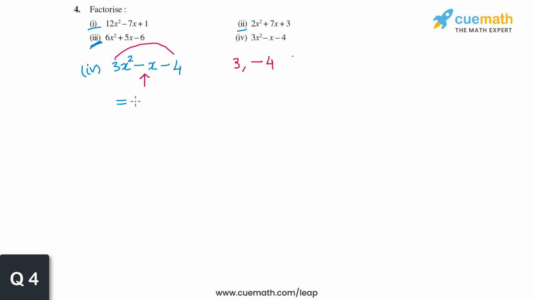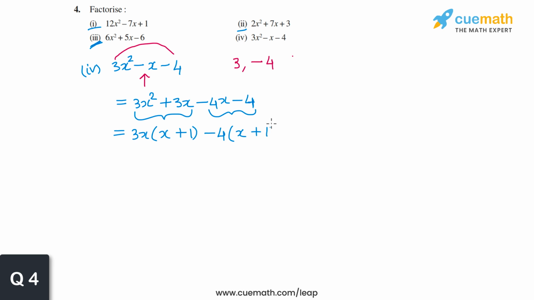So let's do that. So I'm left with 3x square plus 3x minus 4x minus 4. So from the first pair, I can take out 3x common, so 3x, and that leaves me with x plus 1. And from the second pair, I can take out minus 4 common, so minus 4 times x plus 1. And this time I have x plus 1 common, so I take that out, and I'm left with 3x minus 4 times x plus 1. So this is the factored form of the fourth polynomial, and that completes question number 4.